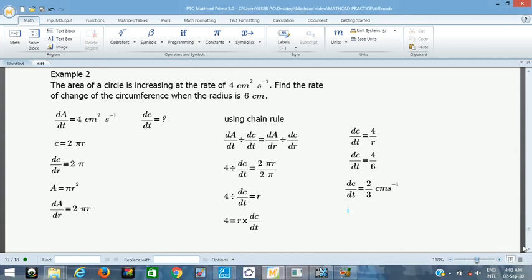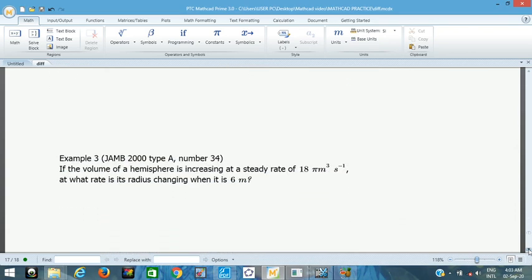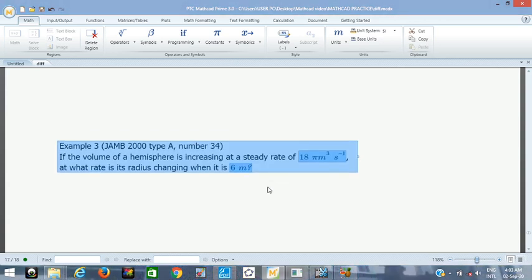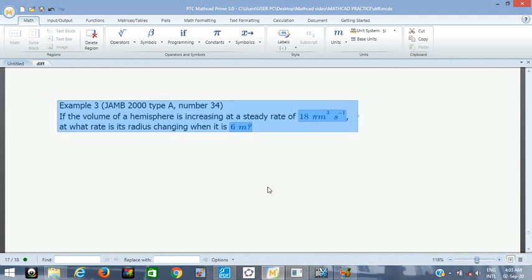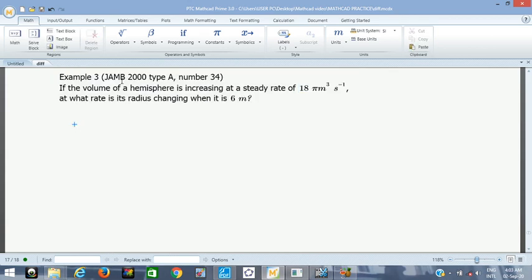Let's look at one more example, then we'll have some practice question for you and we'll move on. This example 3, this one I picked it from this examination, JAM Mathematics. So if you go to your JAM past question, you will see this there. I picked this from JAM year 2000, and it's type A I have with me. So the number is number 34.